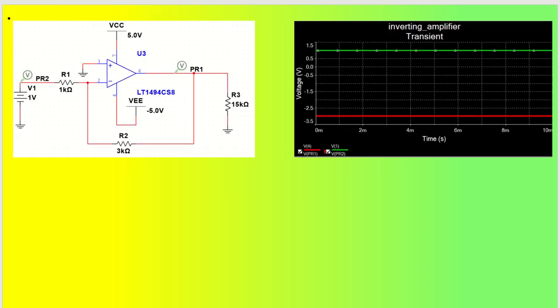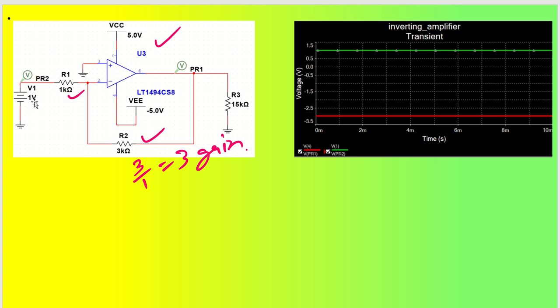I have designed some circuits. Let us say one circuit is this one in NI Multisim. As you can see, the gain is set how much? R2 by R1, that is nothing but 3 by 1, that is 3. So my gain is 3. Whatever the input voltage is, the output will be 3 times that.